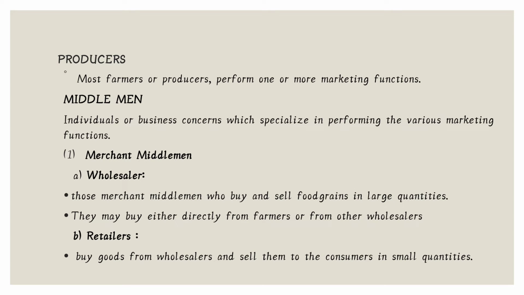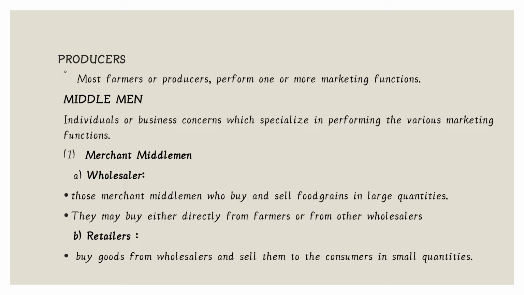Coming to the market functionaries, there are two types: producers and middlemen. Most farmers are producers, and they perform one or more marketing functions. They either sell the goods in the village or in the market. The large farmers get goods from the small farmers, assemble them, transport them to the nearby market and sell them there to make a profit. They always keep in constant touch with the market functionaries so that they know the market practices.